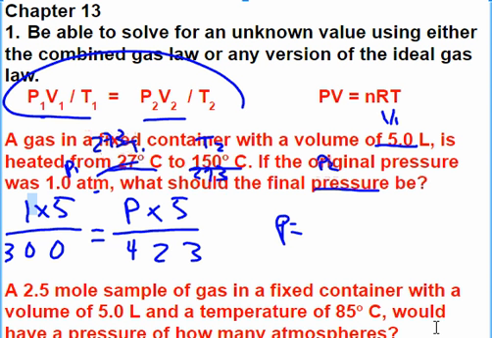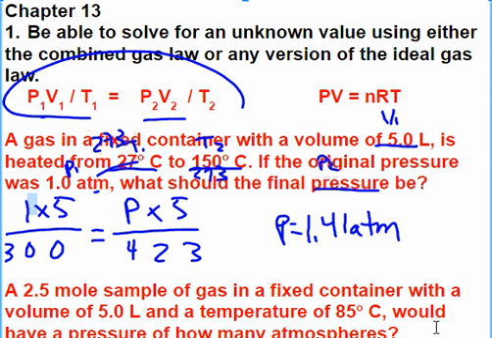So if I grab my calculator, take the 1 times 5 times 423, and then I divide by the 300 and divide by the 5. I'm coming up with 1.41 as my new pressure. And my label then would be atmospheres, which seems reasonable because my original pressure was 1 and I increased my temperature. And when temperature goes up, pressure should go up if you're holding volume the same.